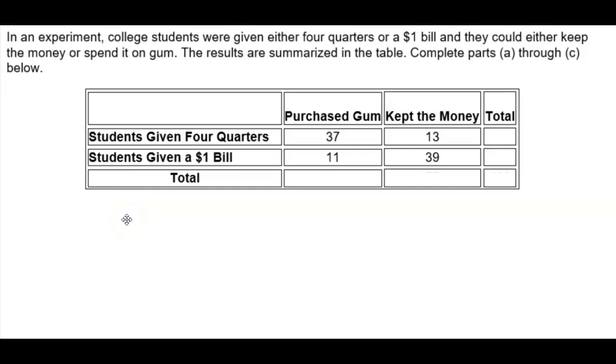In an experiment, college students were given either 4 quarters or a dollar bill, and they could either keep the money or spend it on gum. The results are summarized in a table, and we're going to complete parts A through C below.